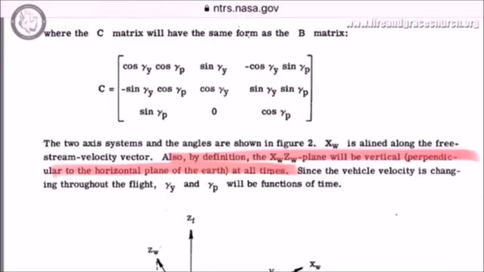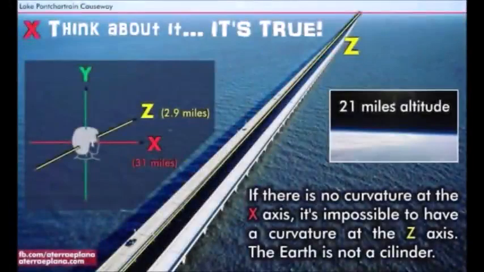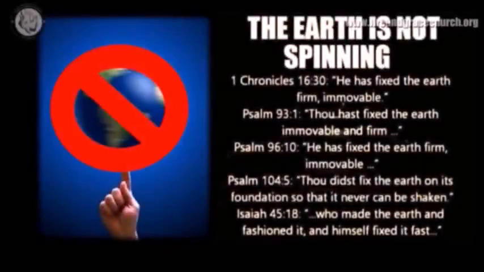Here it is. Notice it says, also by definition, the X and Z plane will be vertical, perpendicular to the horizontal plane of the earth at all times. The horizontal plane of the earth at all times. Oh, I can have fun. I can keep going. Now, why do they say earth fixed system?